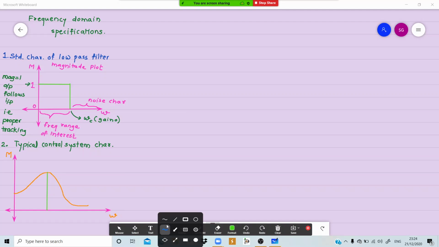This frequency is called omega r, or sometimes you will find it denoted by omega p also. Both are the same, whatever peak you are getting. Why omega r? This is called the resonant frequency. The frequency where the magnitude is maximum is the resonant frequency. The maximum magnitude that you are getting is denoted as MP, peak overshoot, or it is also called MR, resonance peak. Both are the same.